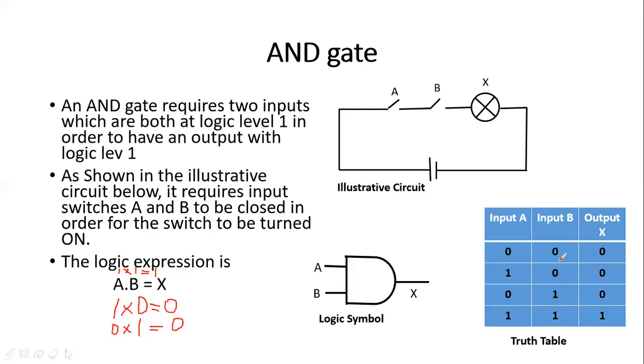Now, if we want, we can make another step. What if we close A here? We close it, but B still remains open. Again, current will move, and when it reaches here, it will find this opening. It can't move across. The bulb will still remain in the dark. So one, zero, the end result is still a zero.